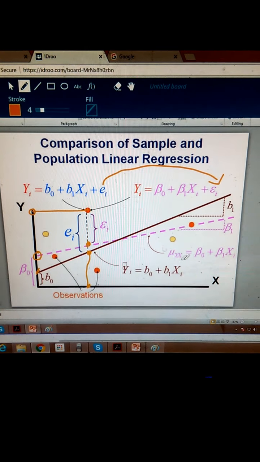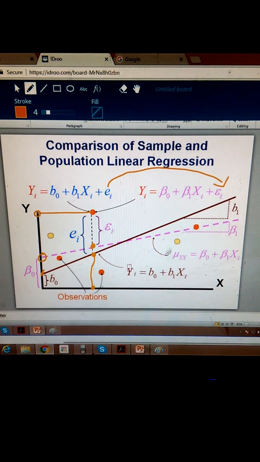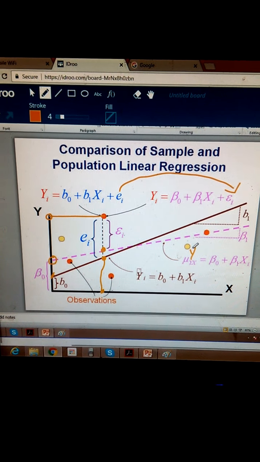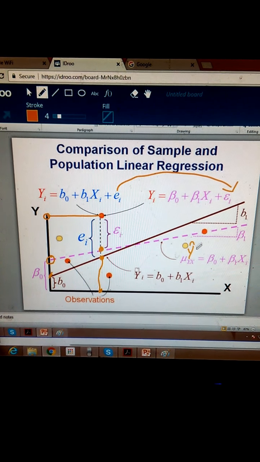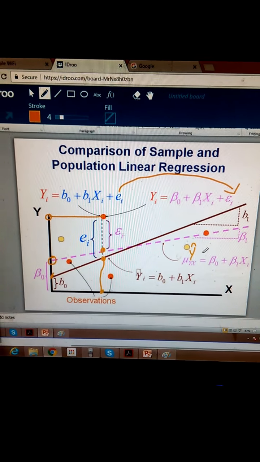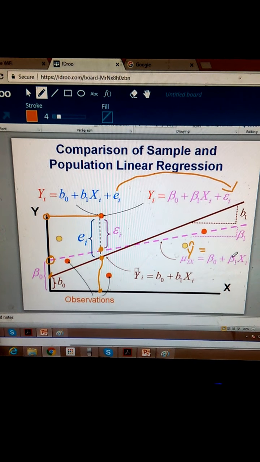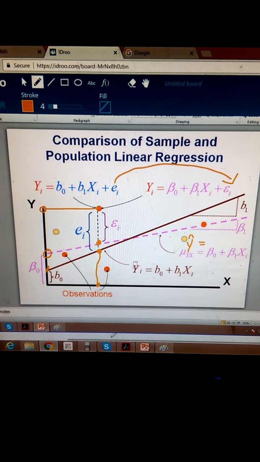Okay. As far as this mu y x is concerned, this is explaining the estimated population value, and it equals this that I have just discussed in the beginning. I hope this would help you.